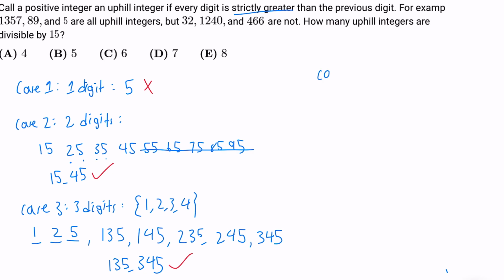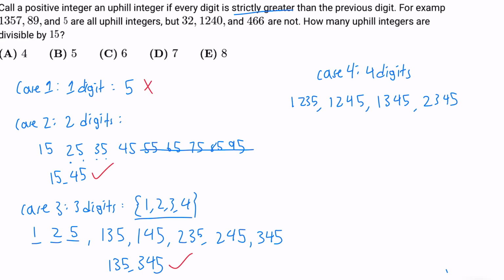And then we have case 4, in which we have 4 digits. Again, only selecting from this set, we have 1, 2, 3, 5; 1, 2, 4, 5; 1, 3, 4, 5; and 2, 3, 4, 5. And then again, check the sums of these. 1 plus 2 plus 3 plus 5 is 11. This is 12. This is 13. And this is 14. So the only one that would work is 1,245. So we'll have one integer that works for case 4.